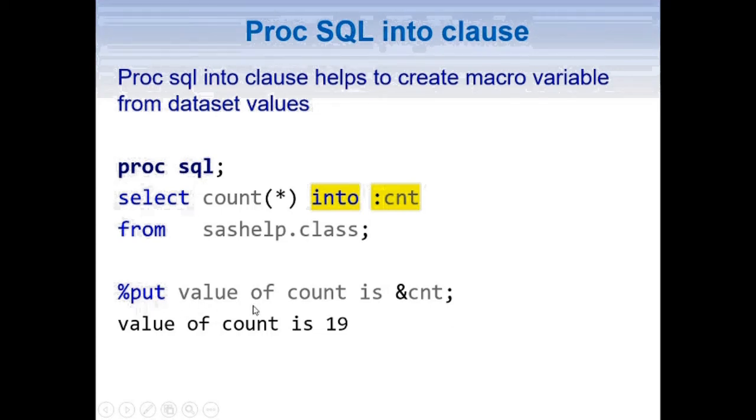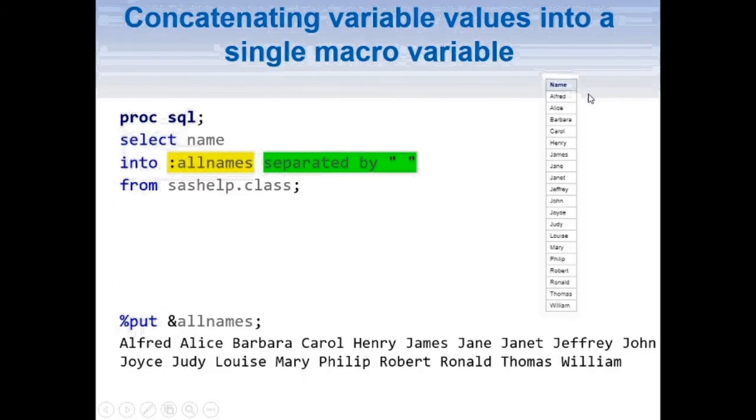Once we do %put, value of count is &cnt. This put will put the text and the value of the macro variable in the log. Now we can see the value of the macro variable as 19.